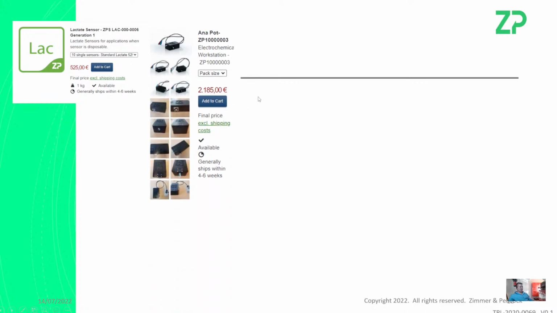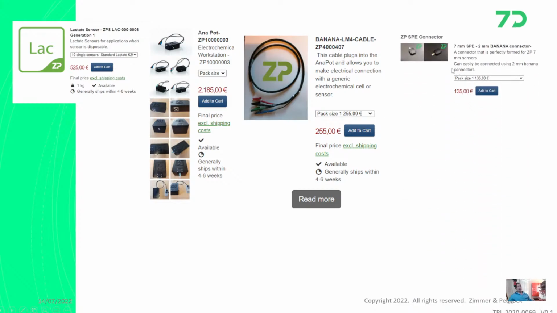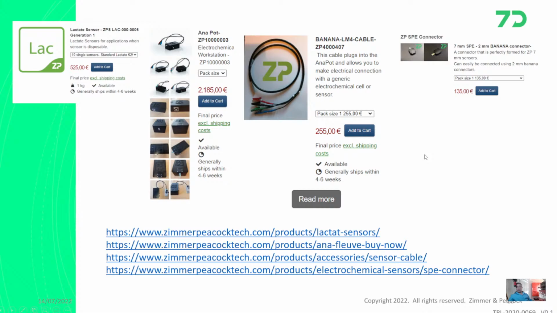The Anapot, fully functional R&D instrument. Cable, it's very boring. It's a LEMO cable. It has these little crocodile clips, but there's also a connector that you need, and you'll need the 2mm connector, and that's fine. It's an entire shopping list there, and hopefully that really helps.